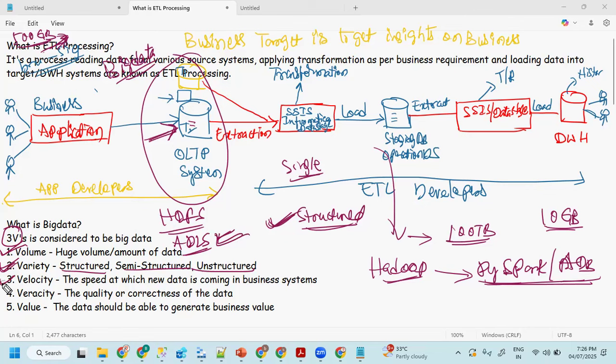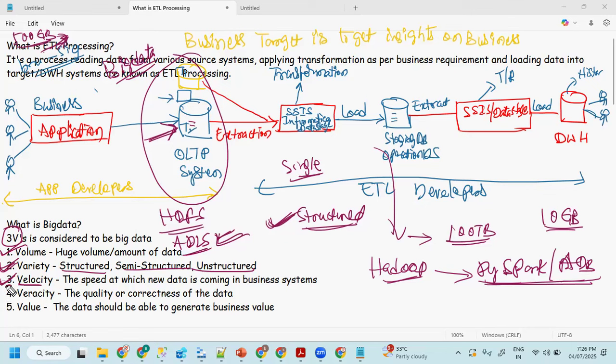And velocity. Velocity means the speed at which the data is coming from the systems, how fast the data is getting generated in the business. If you take Flipkart or Facebook, they generate data like anything. Terabytes of data are getting generated, right? So that is also measured to say that is big data.